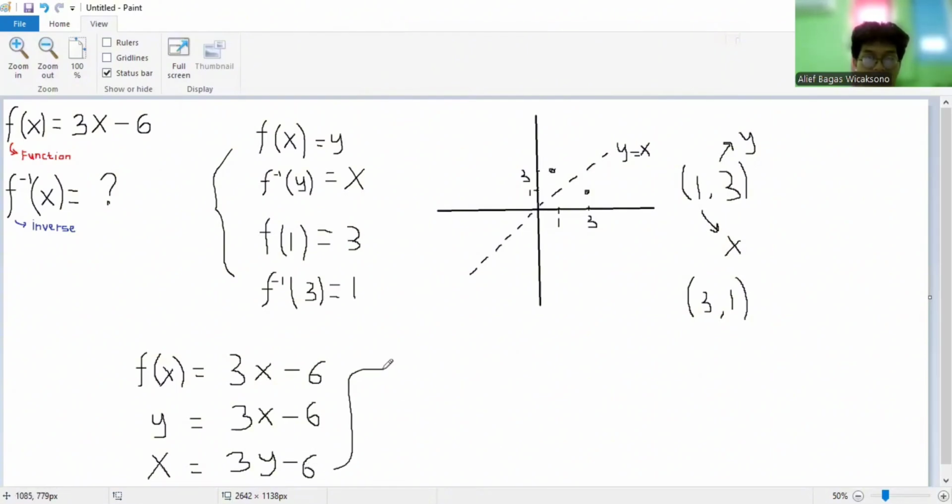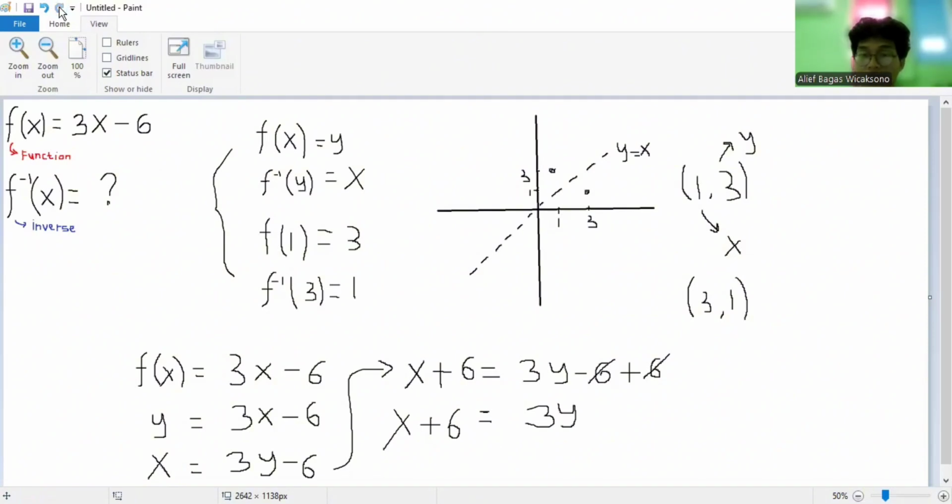So now we can make the value of y alone. On both sides, left and right, we can add positive 6. So x plus 6 equals 3y minus 6 plus 6. Now x plus 6 equals 3y.